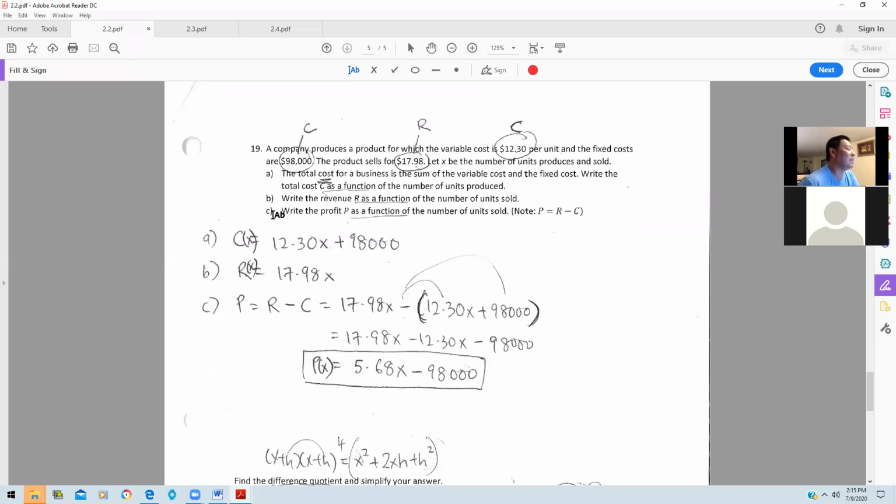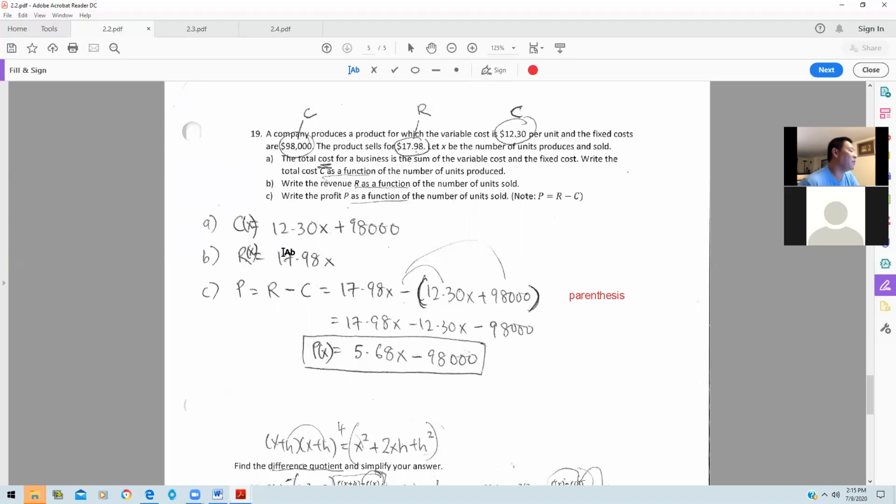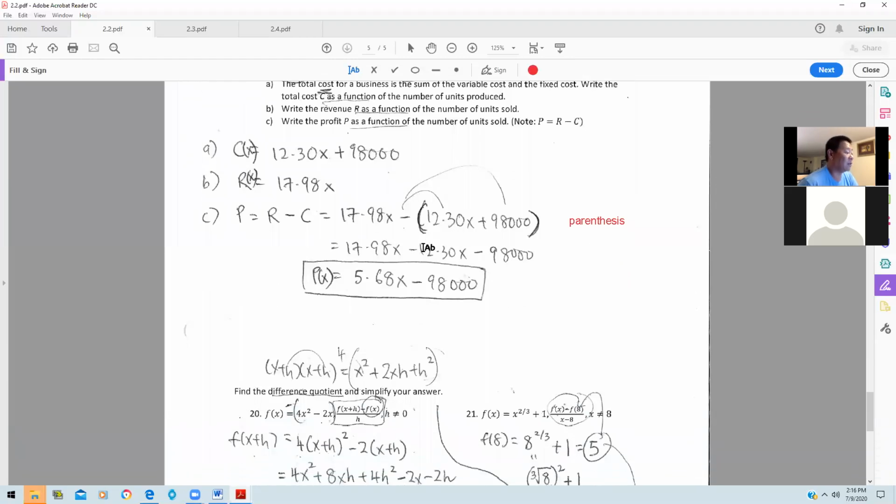And then for part C, they ask you for profit. So profit is you take the revenue minus the cost. So you take this 17.98x minus the cost. But when you minus, you have to have a parenthesis here because you have to distribute, the negative has to be distributed. So once you distribute and combine like term, this is your profit in this case. Okay. So this is how we do the cost, the revenue, and profit. So make sure you guys know this because especially business major, you'll be used a lot on this one.